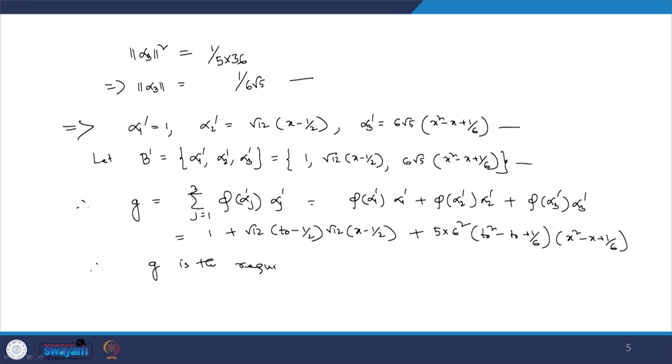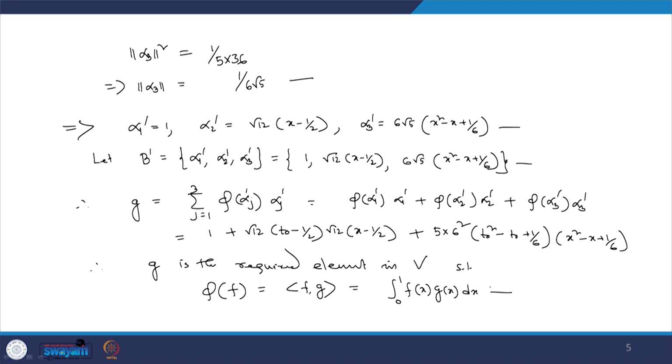And g is the required element in V such that phi of f will be equal to the inner product of f and g. This is equal to the integral from 0 to 1 of f of x and g of x dx. I hope this example will certainly give a clear picture about this concept.